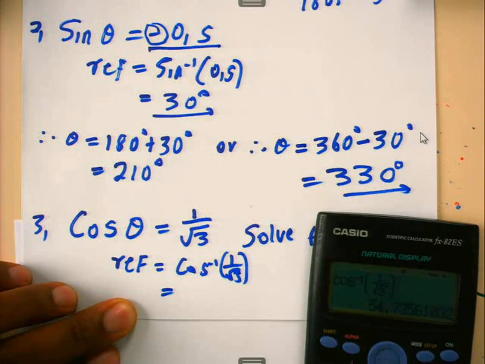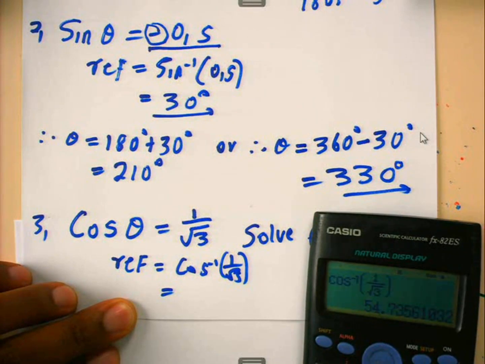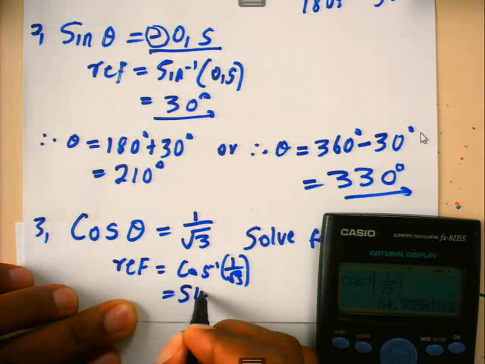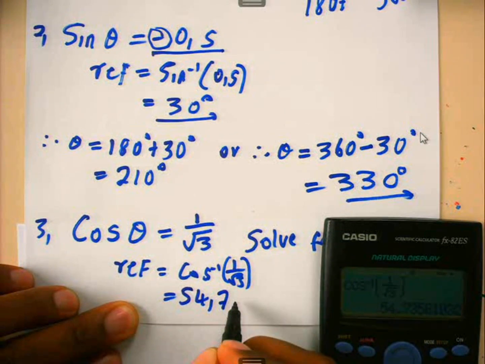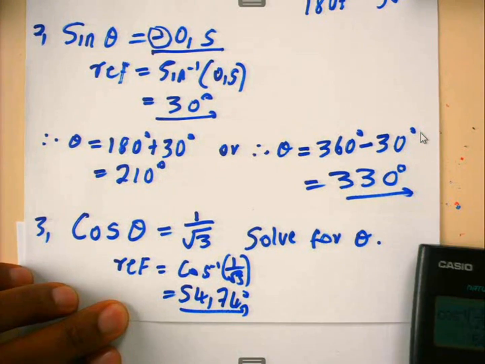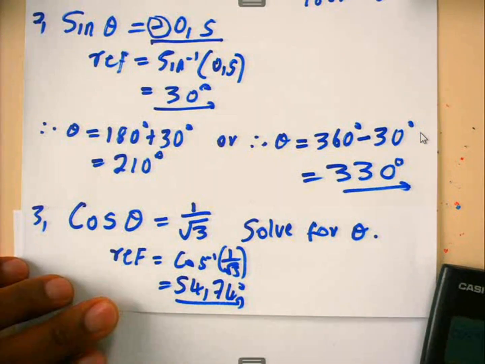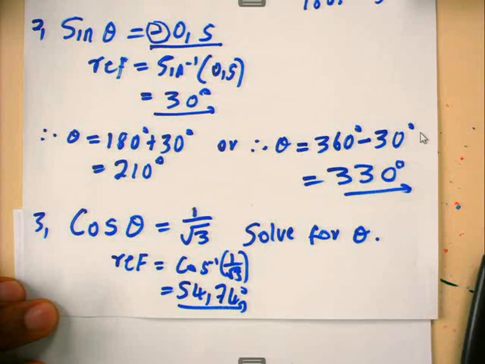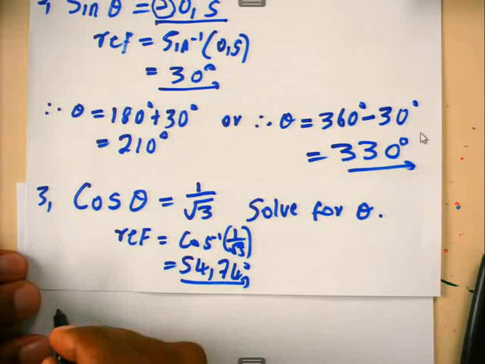54.7. Of course, we can round it off to 2 decimal places. Then the answer there is 54.774 degrees, that is 54.7 degrees. Now, once you are done with the reference angle, you remember the next step will be to determine the size of theta.